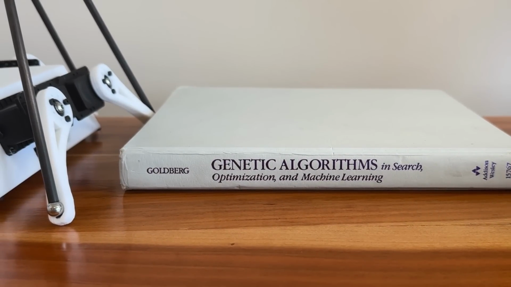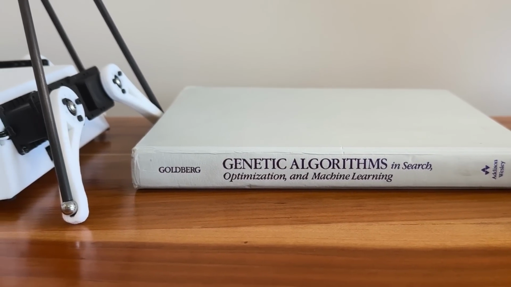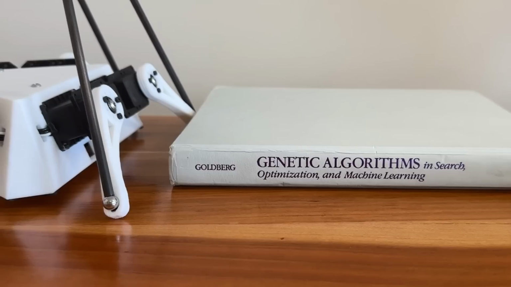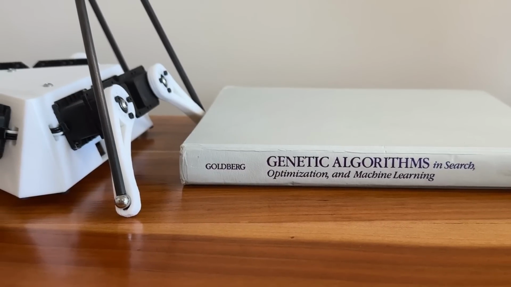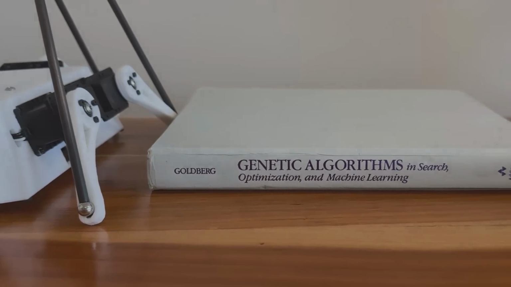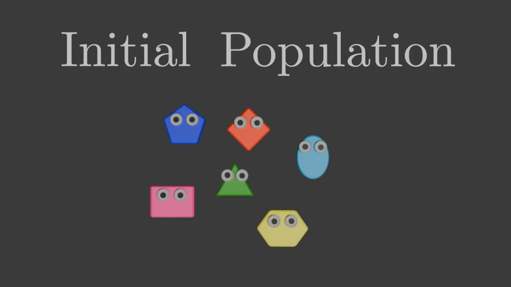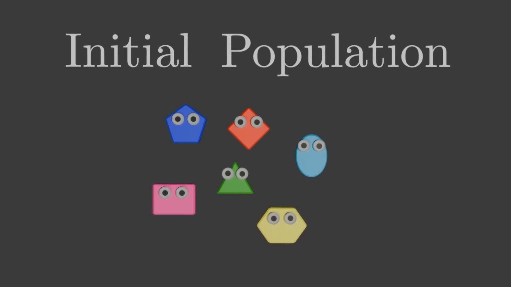As defined by Goldberg in his book on the topic, genetic algorithms are search algorithms based on the mechanics of natural selection and natural genetics. These algorithms start off with an initial population of organisms with random genetics. Each organism is a possible solution to the problem, with its genes representing the characteristics of that solution. The goal of the algorithm is to evolve this initial population into a new population better fit for the problem.